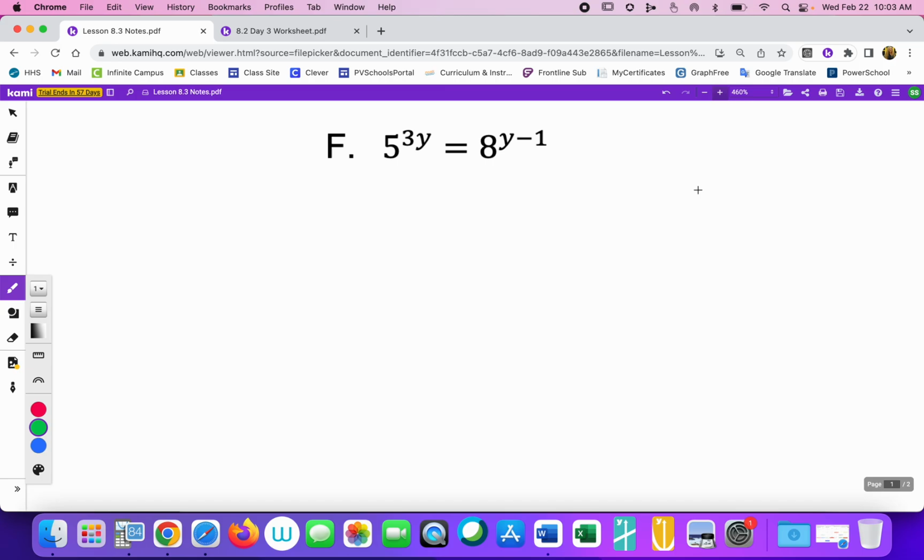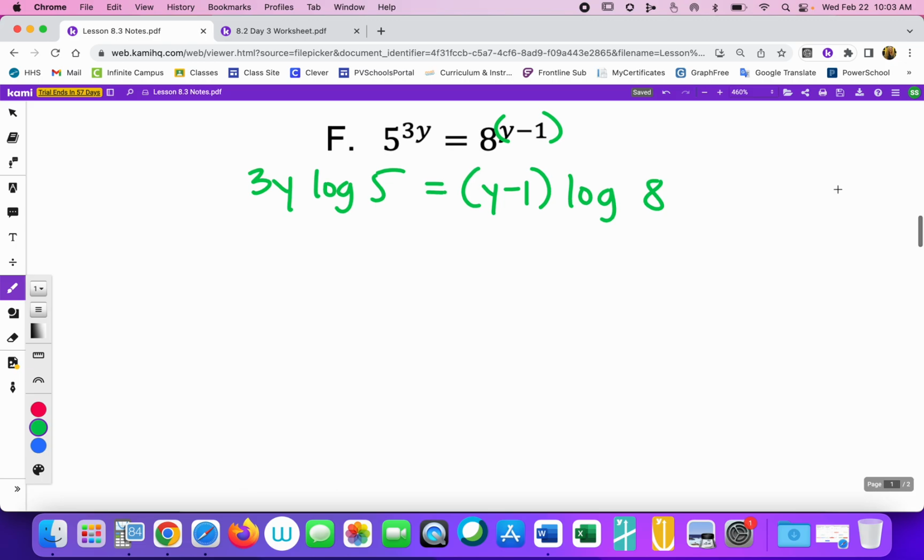Add the logs, and if at the same time you want to bring the exponents down, you can do all of it at once. This one needs parentheses. Technically the 3y doesn't. So bringing down the 3y and adding a log in front of the 5. So this is doing 2 steps at once. If you don't want to do both steps at once, that's fine. But considering this one's going to be pretty lengthy like the last one, if you want to save some room.